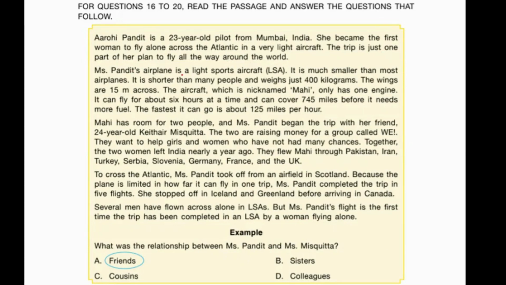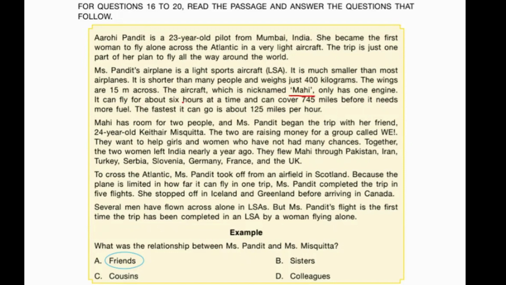Miss Pandit's airplane is a light sports aircraft. It is much smaller than most airplanes. It is shorter than many people and weighs just 400 kilograms. The wings are 15 meters across. The aircraft, which is nicknamed Mahi. What is the name of this aircraft? It is nicknamed Mahi. It only has one engine.